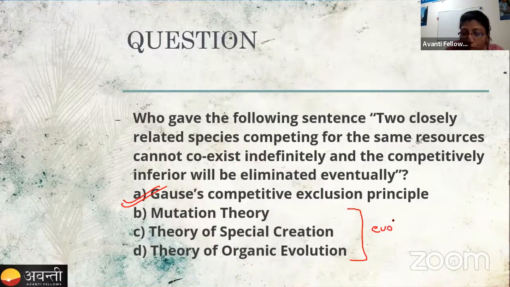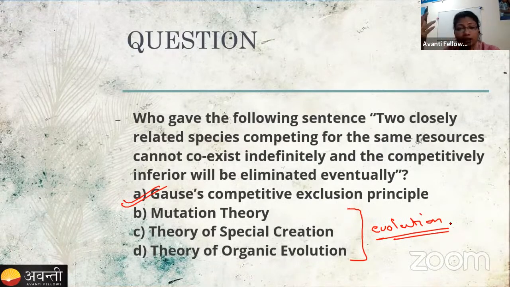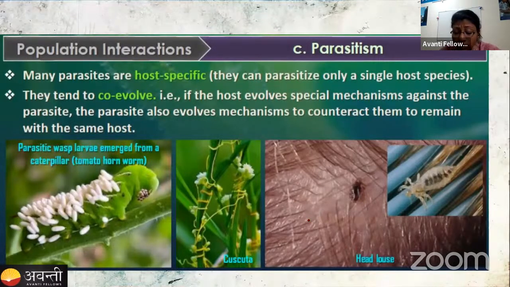Example of your evolution. They are related to the evolution, but here we are not talking about the evolution of plants or animals. So our first option is the correct answer. That is Gauss competitive exclusion principle. The next type of interaction we have is the parasitism. Okay, the parasitism. That means one organism is going to survive on the another organism.